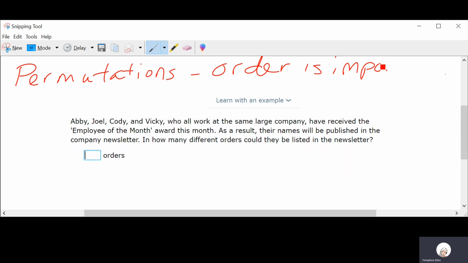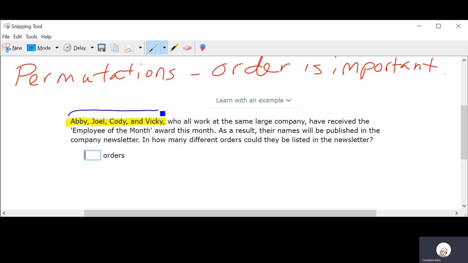All right, so looking at the word problem here, you've got Abby, Jody, and Vicky. You've got 4 kids or people. They're getting employee of the month, and they want to know how they could print their names. Well, you could run it down: Abby, Joel, Cody, Vicky. Abby, Cody, Vicky, Joel, and then you can go Abby, Vicky, Joel, Cody, and you keep going on and on and on.